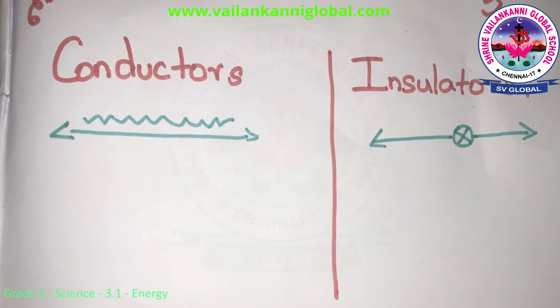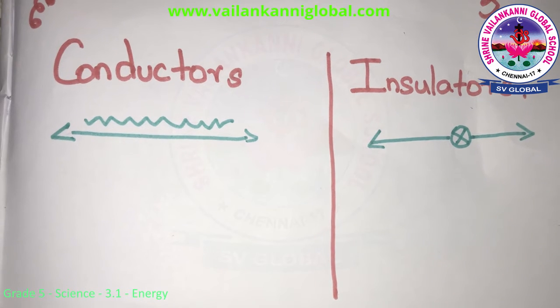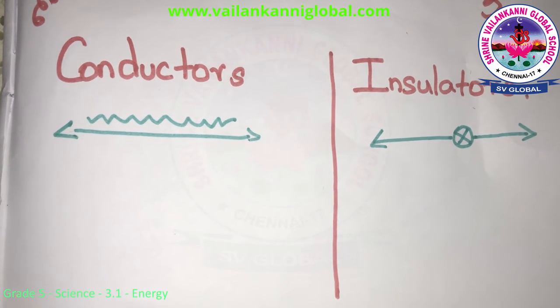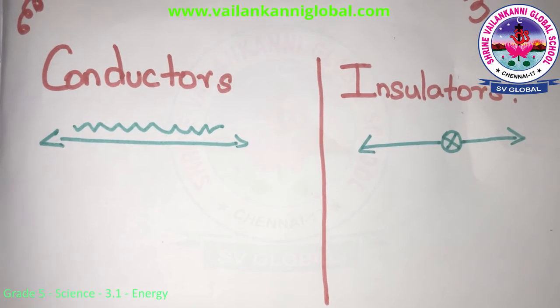Thermal conductors can be useful when it is necessary to cool things down or heat them up quickly. A metal saucepan, for example, allows heat to transfer quickly to the food inside it. Now we are going to see about thermal insulators.